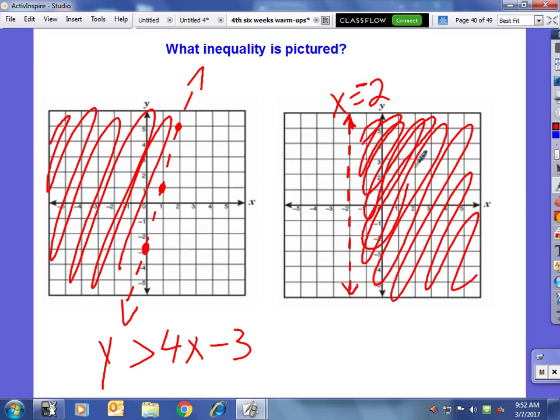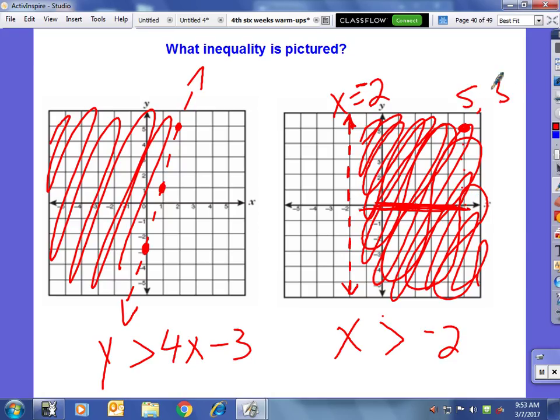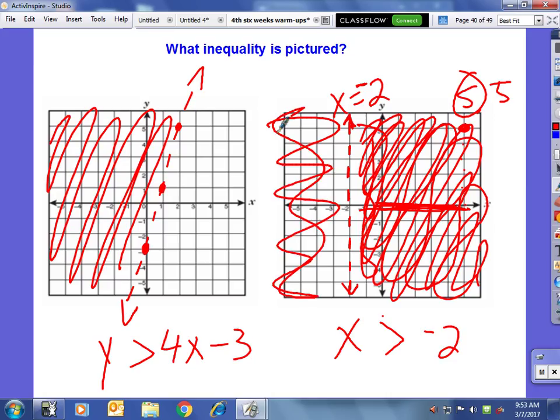But what do all these points over here have in regards to an x value? Are they bigger than negative 2 or smaller than negative 2? They're all bigger. Every point in that shaded section has an x value that's going to get bigger because the x's are getting bigger as you go to the right. So we would say x is greater than negative 2. If you pick any point in this shaded area, like this point right here, at 5, 5, is the x value bigger than negative 2? Absolutely. Any point over here has an x value that's bigger than negative 2. Here, the x values do what? They get smaller.